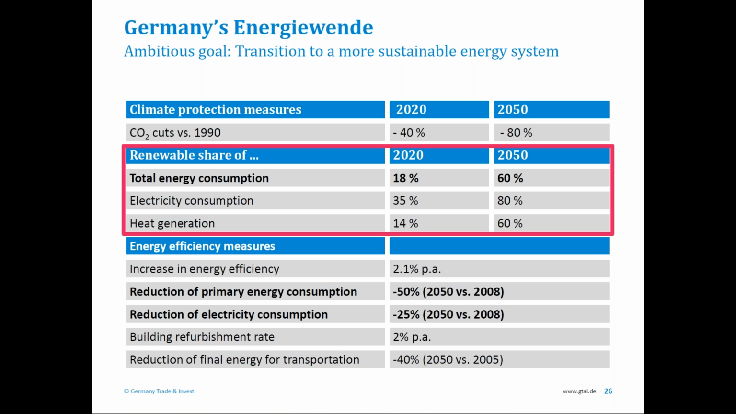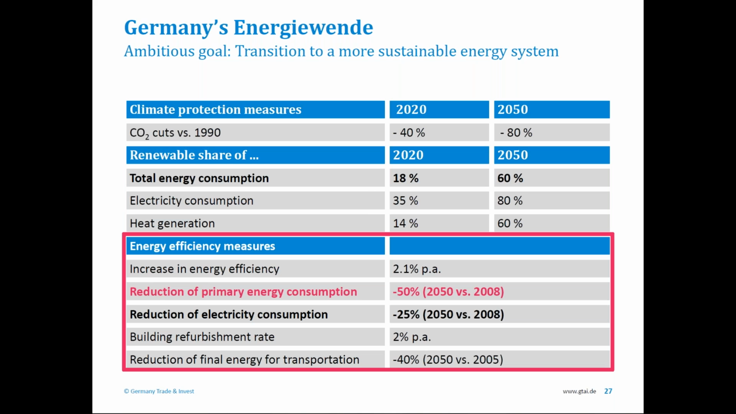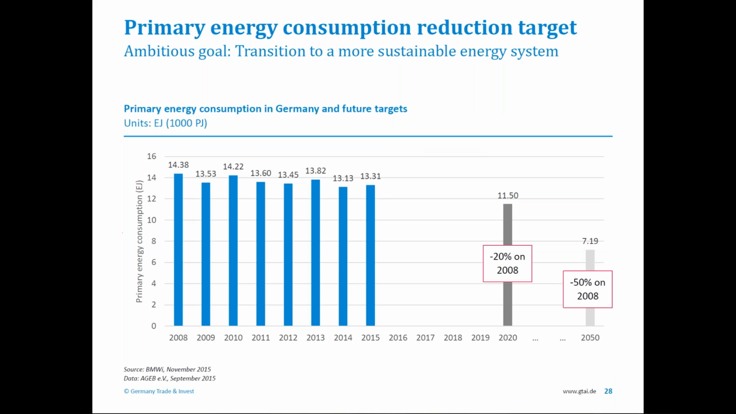However, this webinar is looking at the second area, shown here in pink, namely the energy efficiency measures, which are made up of both an increase in efficiency of 2.1% per annum, as well as reduction targets, the major one here being to reduce primary energy consumption by 50% by 2050 compared to 2008. So let's take a look at the progress so far in this respect.